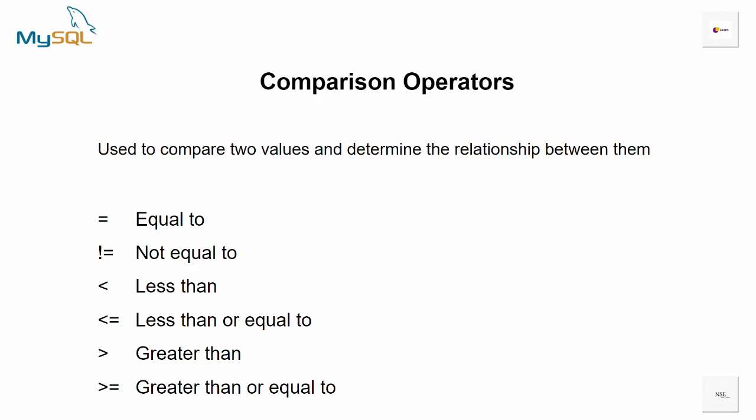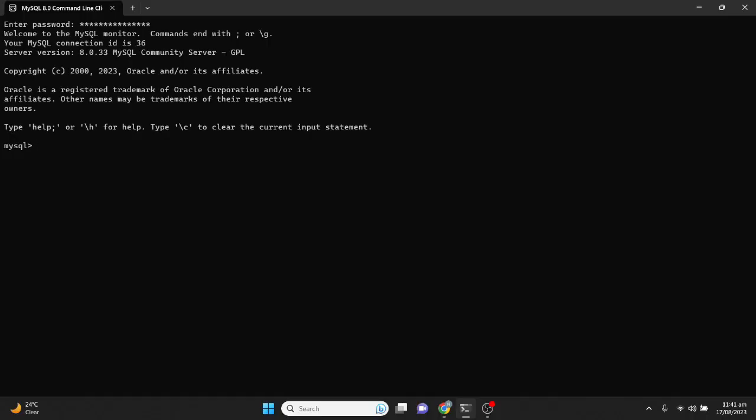Now let's head over to command line client and see some examples. So here in the command line client, I have already entered my password. So the next thing I want to do is use database. So I'll still use the bookstore database, and within the bookstore database, remember we have the employees table. We will still work with the employees table.